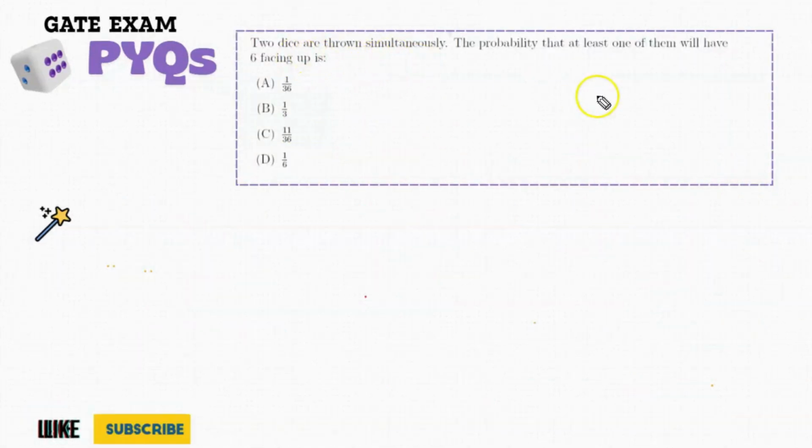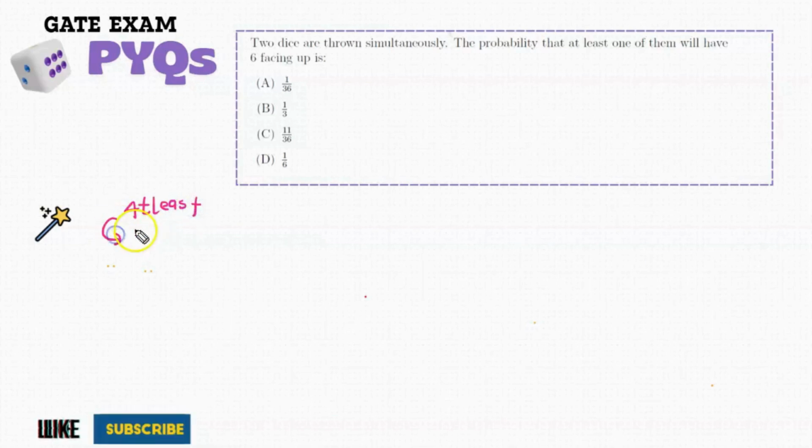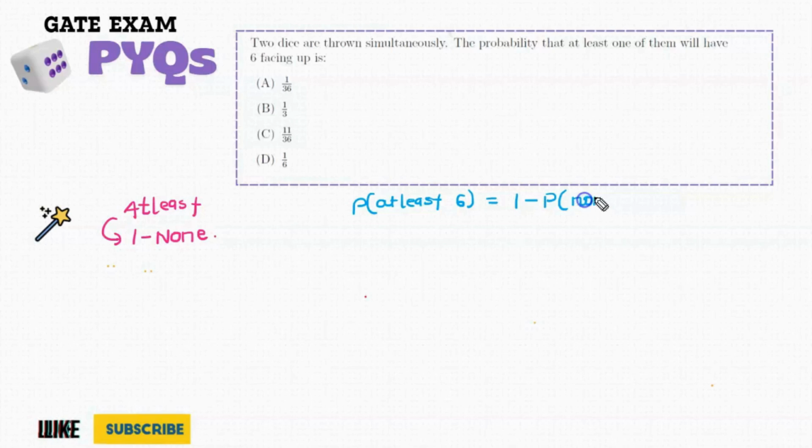It says that 2 dice are thrown simultaneously. We need the probability that at least one of them will have 6 facing up. So remember this note here. Whenever we have the case of at least, how do we solve this? We solve this using the complement, that is 1 minus none. What does that mean? The probability that at least one of them is 6 we can write as 1 minus the probability that none of them is 6. So this is how we use the complement whenever the question is at least.